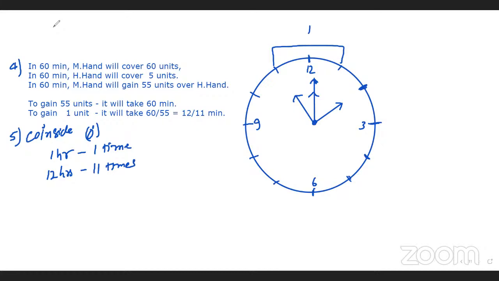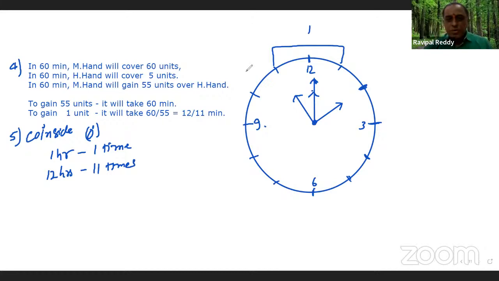11:30, 11:45. At 11:45, the hour hand is very close to 12, and the minute hand will reach up to 9 only. At 11:50, the minute hand will reach 10, and the hour hand is very close to 12. At 11:55, the hour hand is very close to 12 and the minute hand is at 11. So exactly at 12 o'clock only, the minute and hour hands will coincide.